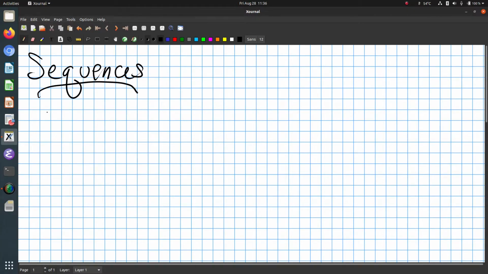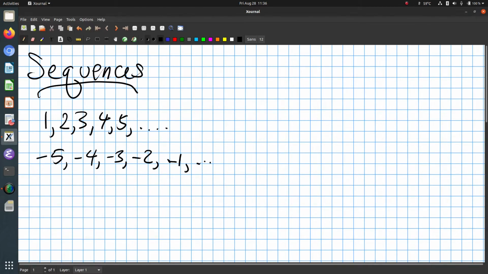A sequence is just an ordered list of numbers. So for instance, you could have the sequence of integers. They start out 1, maybe 2, 3, 4, 5, and they continue on forever. If you want to start at some other integer, that's totally fine. So you could have a sequence that is -5, -4, -3, -2, -1, and so on.